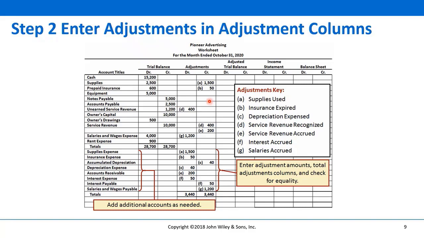Okay, think about the first adjusting entry, supplies used. What is the adjusting entry for supplies used? Very simple. Supplies expense debit, supplies credit, right? So we know that, and the amount was 1500. How can we input that in the worksheet?